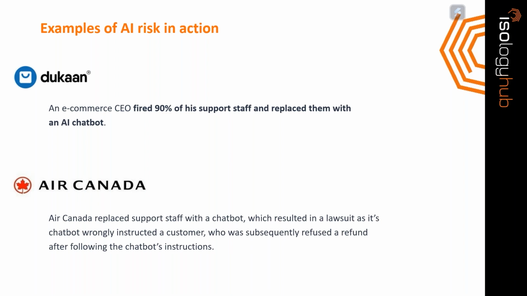Another example is Air Canada. So Air Canada replaced support staff with a chatbot, which resulted in a lawsuit as its chatbot wrongly instructed a customer, who was then subsequently refused a refund after following the chatbot's instructions. Suffice to say, Air Canada lost the lawsuit and had to issue a refund, and they also promptly shut down the chatbot.